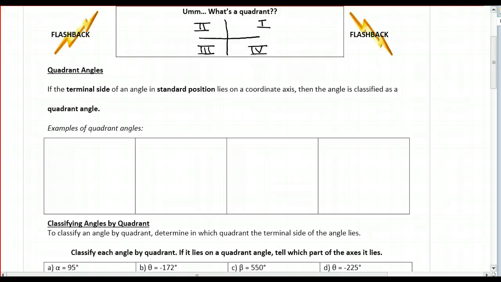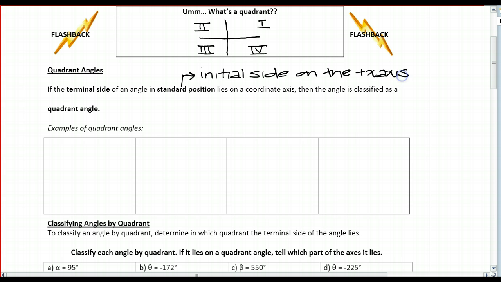Let's go ahead and read what it says right here. It says, if the terminal side of an angle in standard position, remember, standard position is an angle that has its initial side on the positive x-axis. So if the terminal side of an angle in standard position lies on the coordinate axes, then the angle is classified as a quadrant angle.